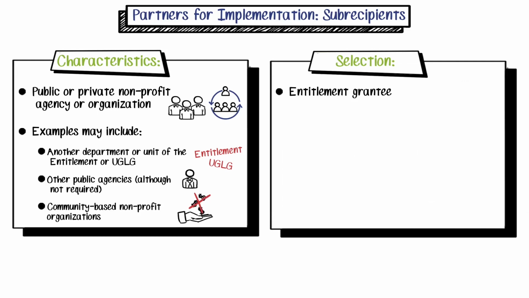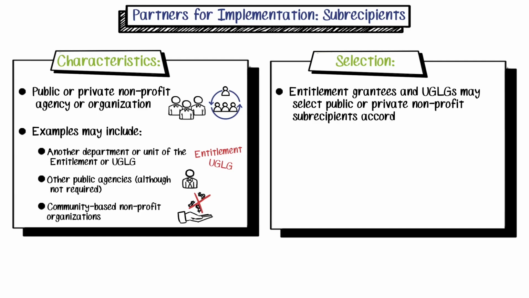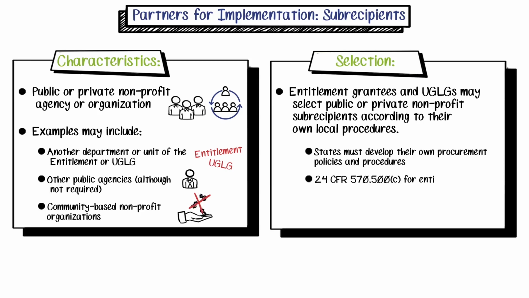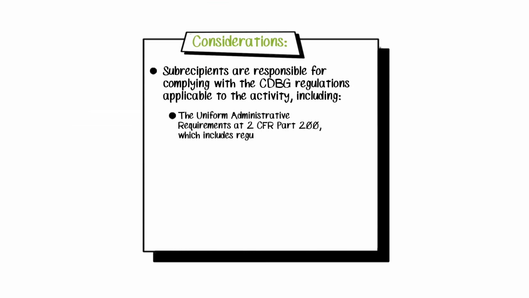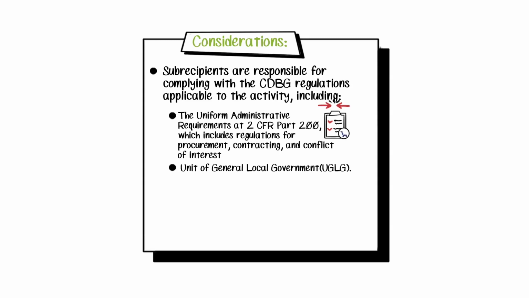Entitlement grantees and units of general local government may select any public agency or nonprofit organization as a partner following their own local procedures. The regulations do not specify how sub-recipients must be chosen. In accordance with the regulations, states must develop their own procurement policies and procedures, and must also establish requirements for procurement policies and procedures for units of general local government based on full and open competition. The CDBG regulations do specify, however, the minimum content of the agreement to be used between entitlement grantees or units of general local government and sub-recipients.